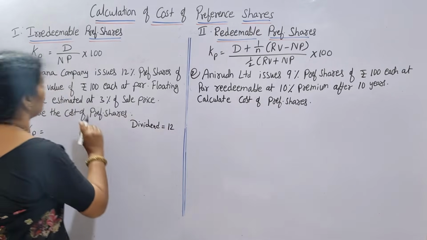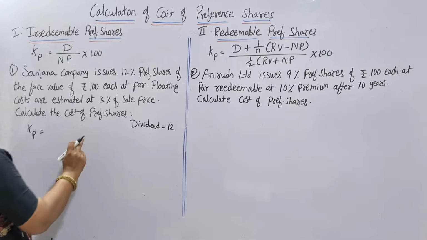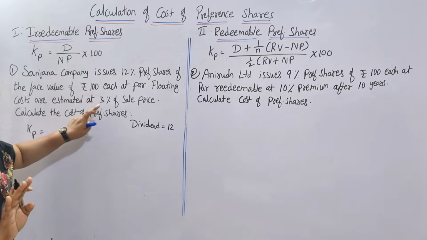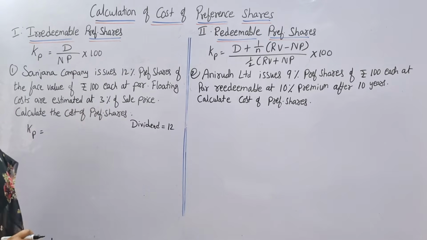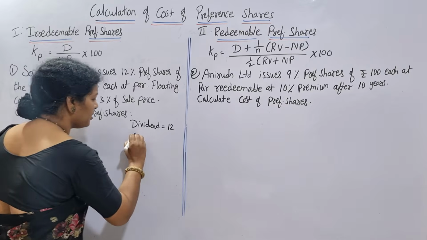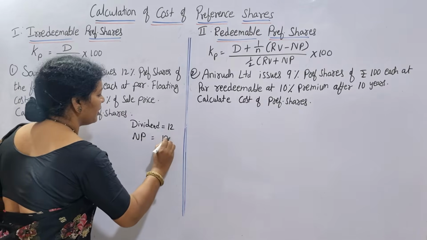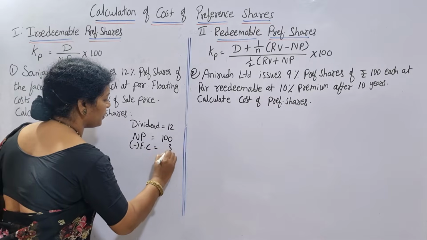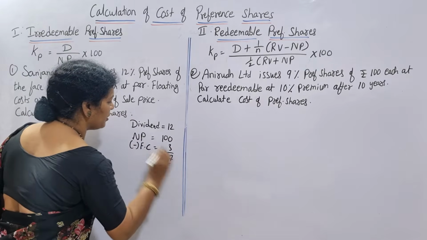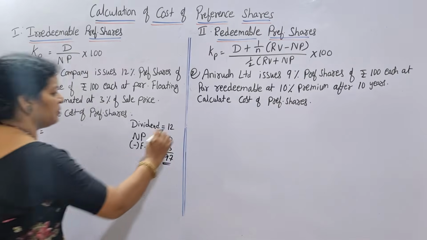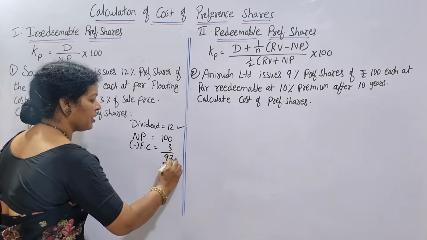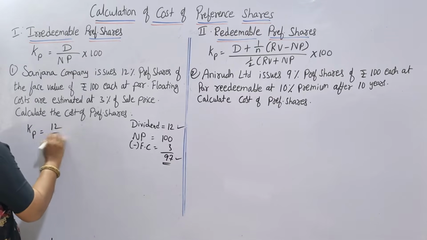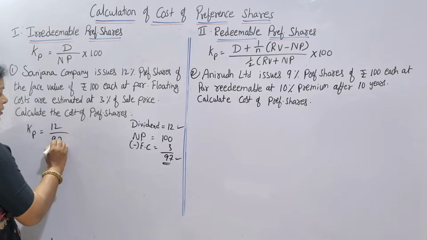12%. And what is net proceeds? Net proceeds here, actually 100 rupees each share, but 3% floatation charges are there. It means net proceeds are decreasing. 100 minus floatation charges 3 rupees means net proceeds are 97 rupees. Dividend is 12 rupees. Net proceeds are 97 rupees. That's all. We'll apply in the formula. Dividend is 12 by net proceeds 97 into 100.